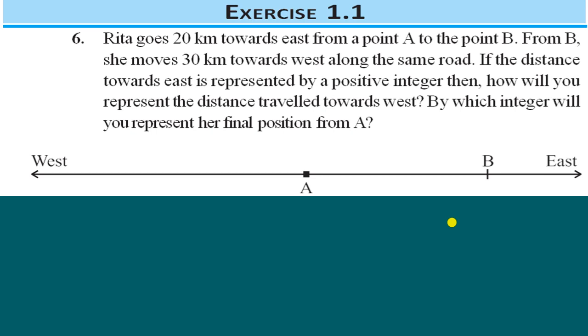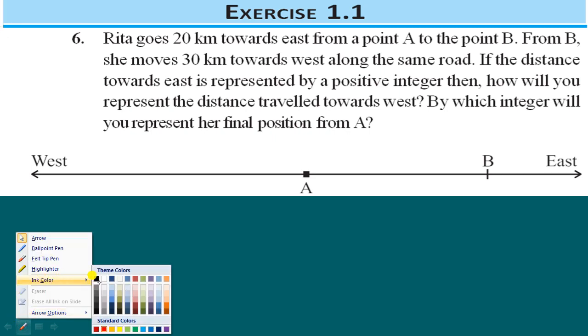Here you see, question number 6 is: Rita goes 20 km towards east from a point A to the point B. From B she moves 30 km towards west along the same road. If the distance towards east is represented by a positive integer, then how will you represent the distance traveled towards west? By which integer will you represent her final position from A? Let us solve this one.